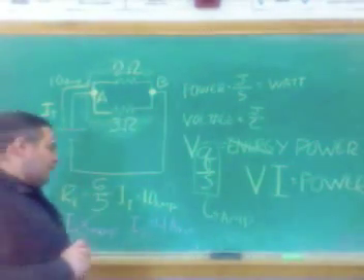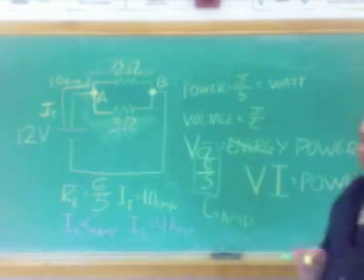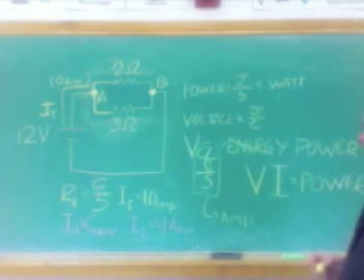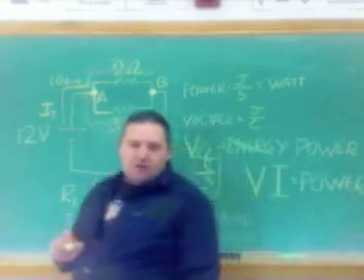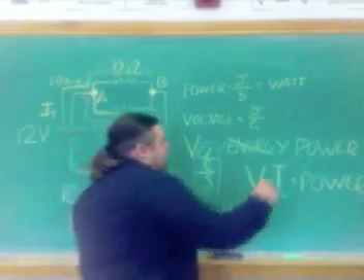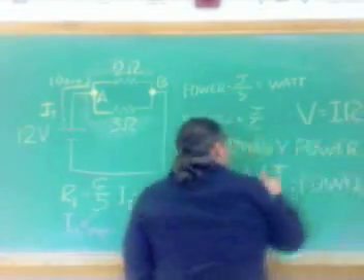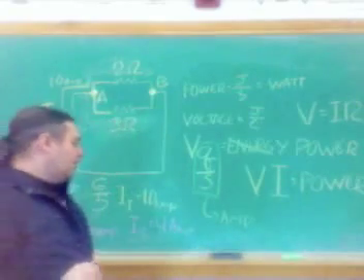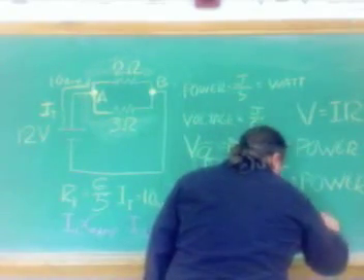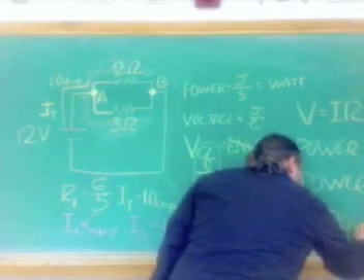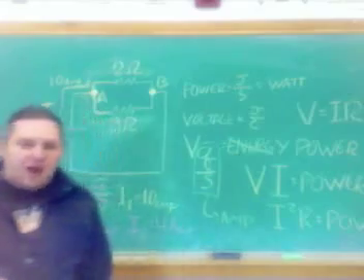Okay? Now, if I wanted to talk about power in a resistor, more importantly, power consumed by a resistor, then I'm going to get rid of this voltage. Now, using Ohm's law, this idea that V is equal to IR, I'm going to substitute IR in for V. And I end up with I squared R. So both of those are power. And both of those are equations for power.